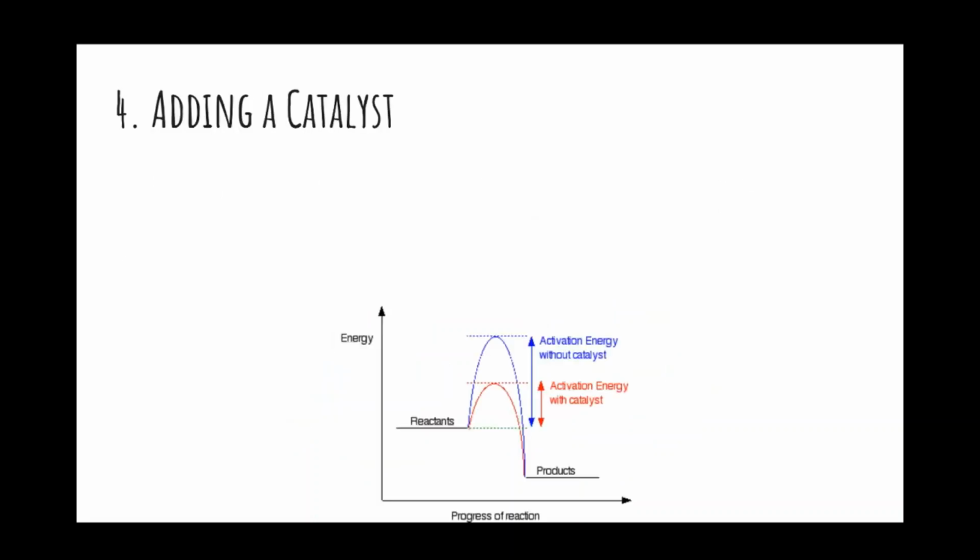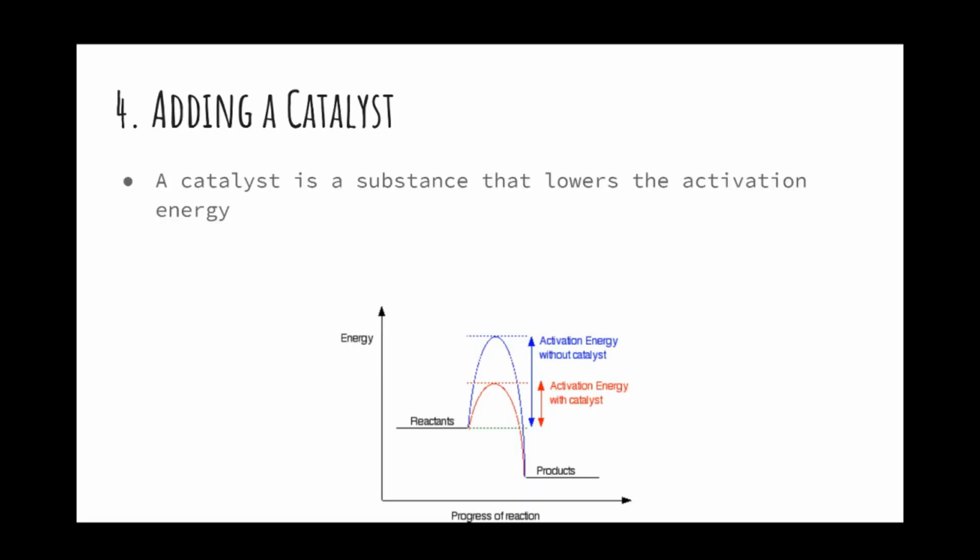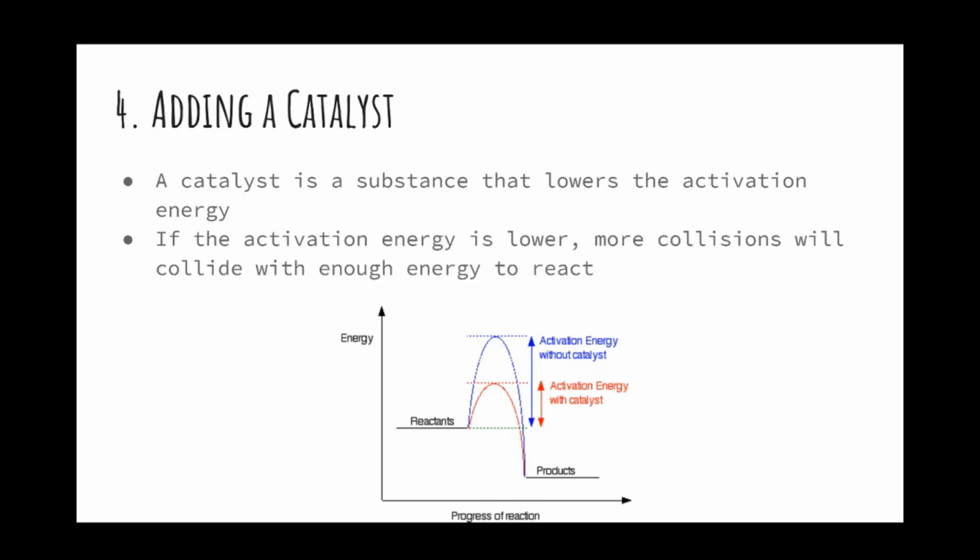The last thing that we're going to be talking about is adding a catalyst. A catalyst is a substance that is added to a reaction. It doesn't get consumed, but what it does do is lower the activation energy, so the energy that is needed for the reaction to occur. By lowering the activation energy, more collisions will collide with enough energy to react.